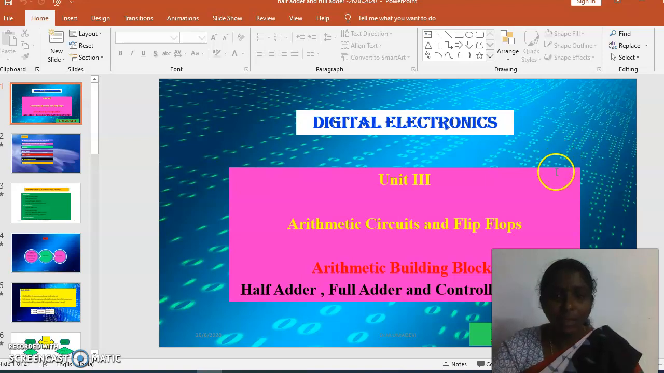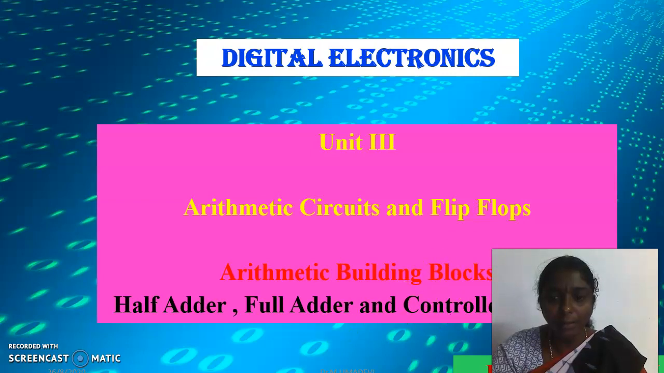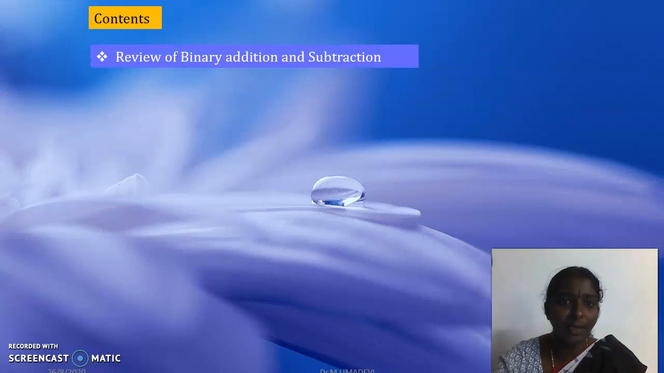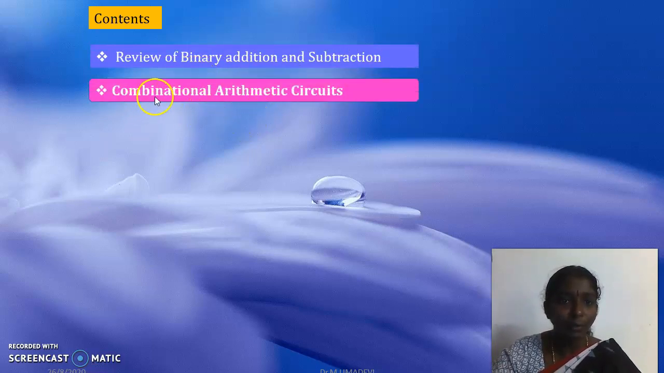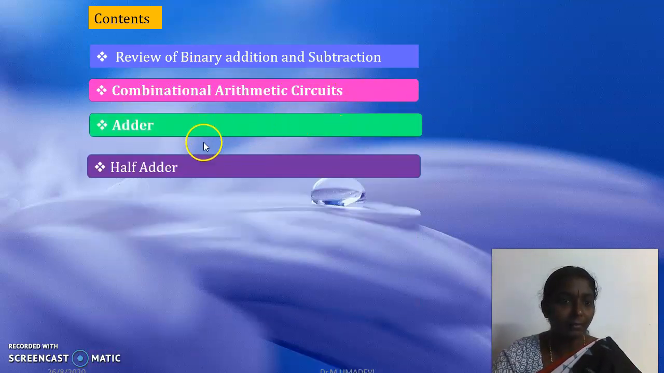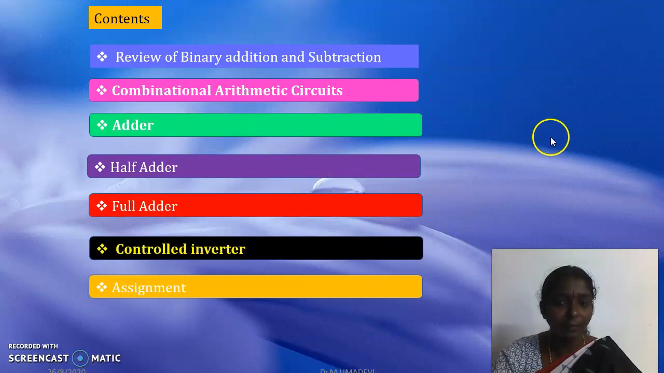Hello students, today's class we are going to see about half adder, full adder and control inverter. We'll have a review on binary addition and subtraction that we have seen in the previous class, and we'll move to combinational arithmetic circuits, adder, half adder, full adder, control inverter, and we'll see some assignments.